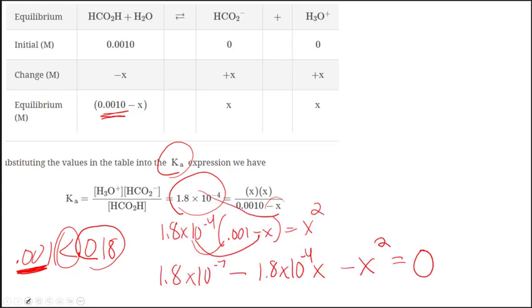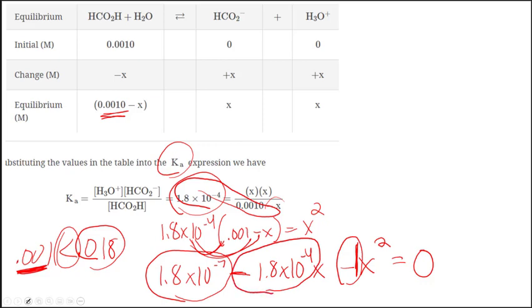So I multiplied and then I distributed, so that gave me my 1.8 times 10 to the negative 7 minus 1.8 times 10 to the negative 4x is equal to x squared. I subtracted x squared from both sides, so I have to use my quadratic equation. My A would be negative 1, my B would be negative 1.8 times 10 to the negative 4, and my C value is 1.8 times 10 to the negative 7. Plug that into your calculator to solve for x.